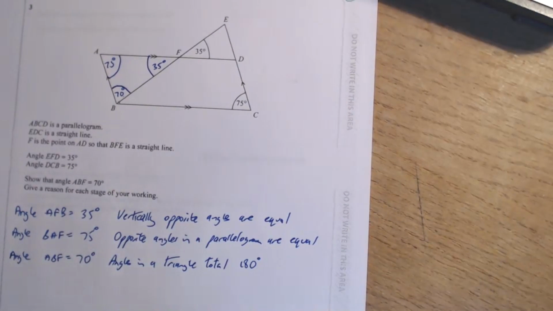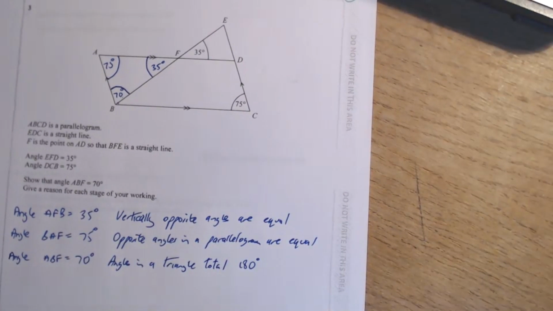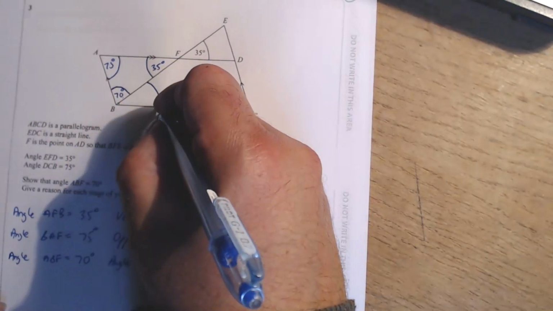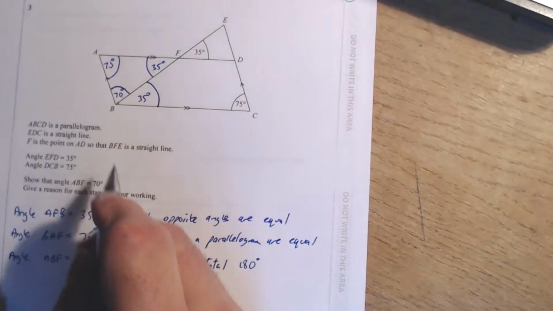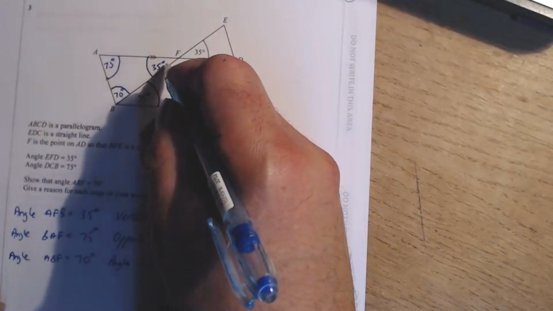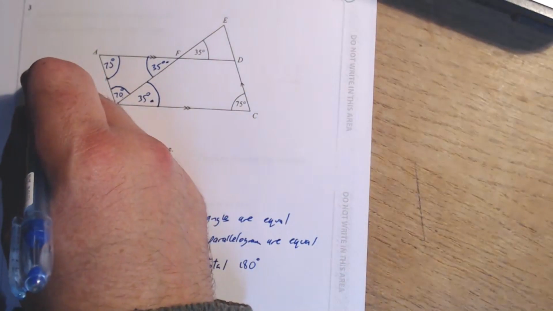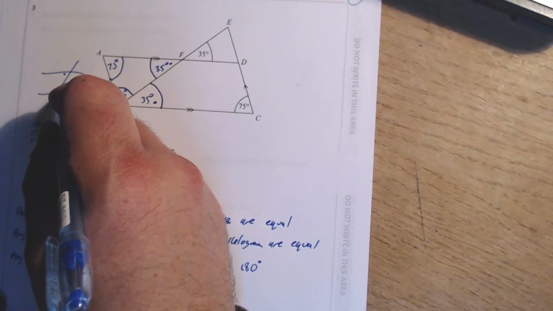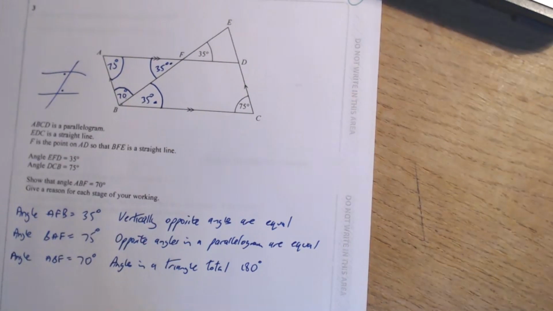Now just while I'm here, let's remind ourselves of the other angle rules. Say we needed to work out what this angle was here. That is coming about by way of a Z angle. That angle there is equal to that angle there, the Z angle rule. But don't say Z angles, say alternate angles are equal.